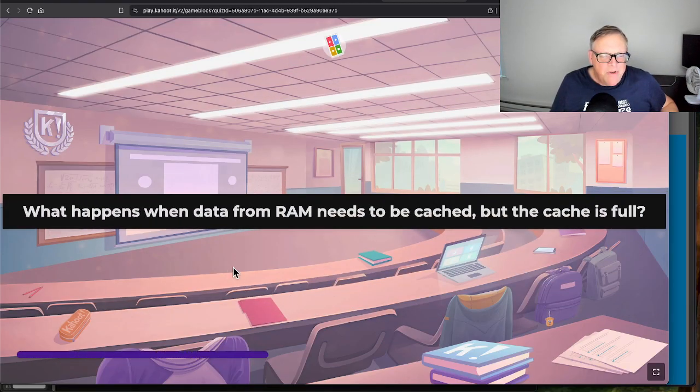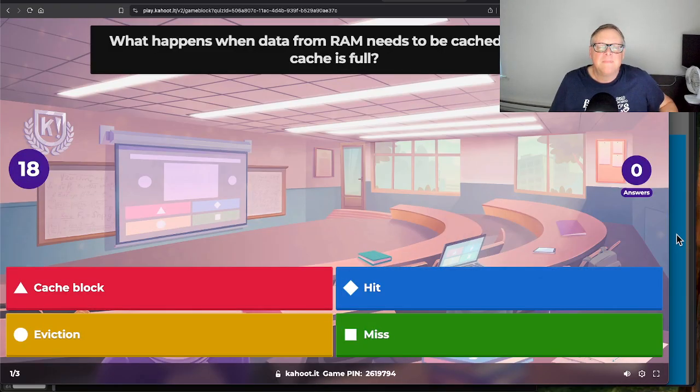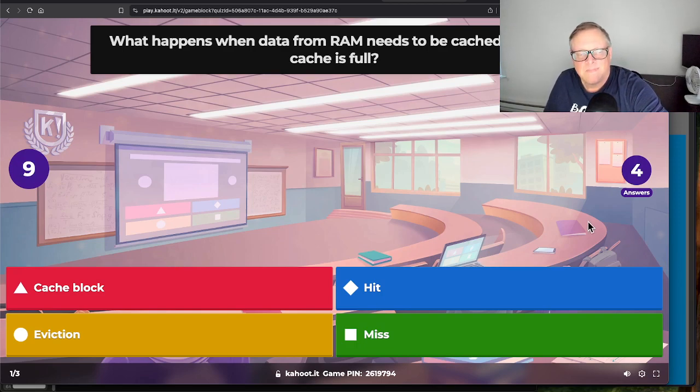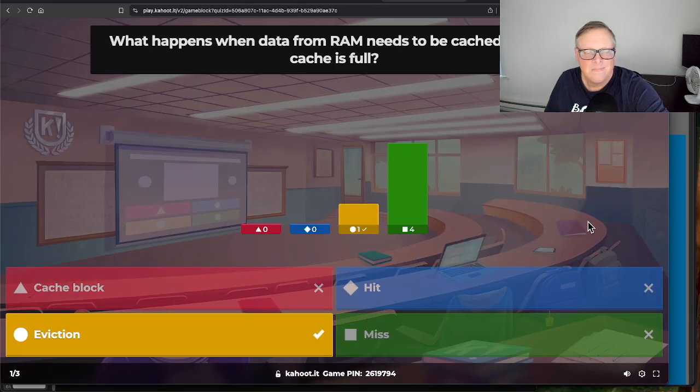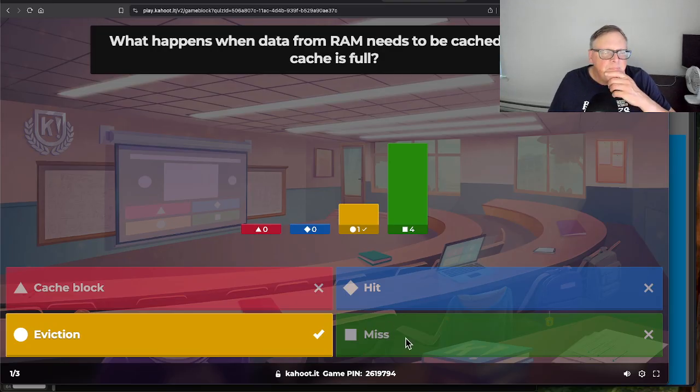All right, so what happens when data from RAM needs to be cached, but the cache is full? Yep, you have eviction. That's interesting. Actually, miss is an interesting answer. It is technically a miss, but then comes an eviction. You could argue about the answer to this one. I wrote these, and sometimes they're not as clear. You're correct. This does happen. That also happens. I think I need to work on that question.